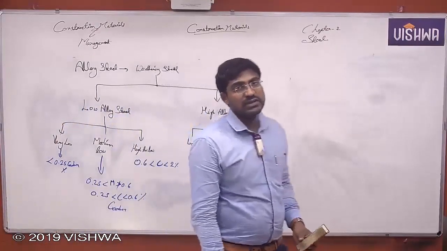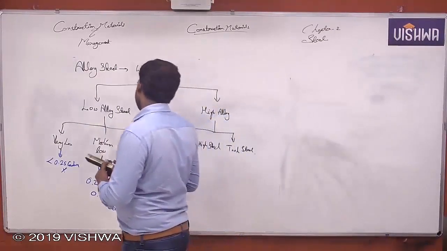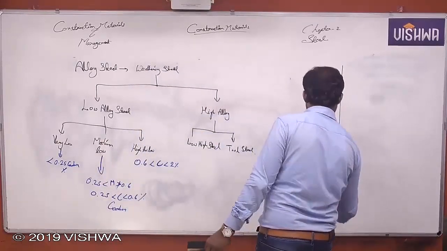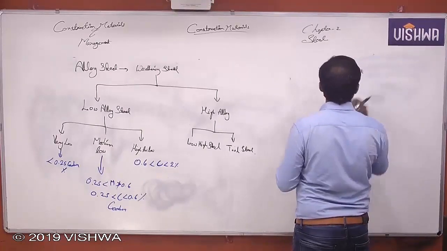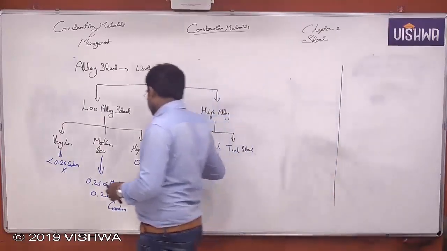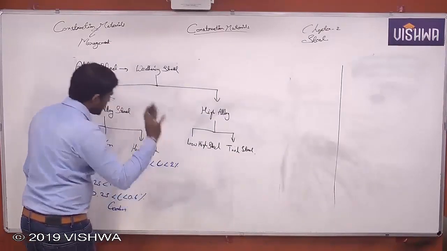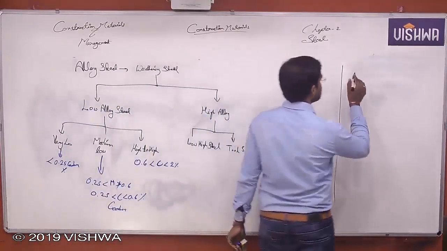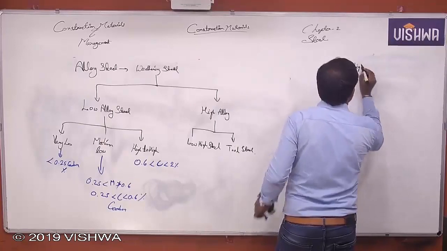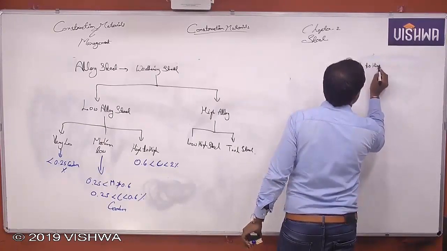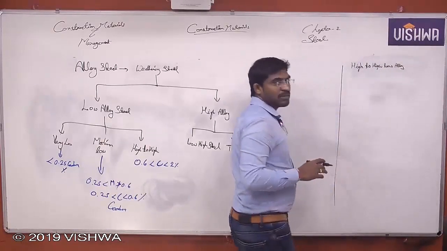Other than this, if you are going with respect to the lesser ability of this one, we have somewhat of a differentiation with respect to high to high or high to low. It is also called high to high. Take it as high to high so that it will be easier and you can easily remember that. So high to high, low alloy steel. Itself its name is high to high.